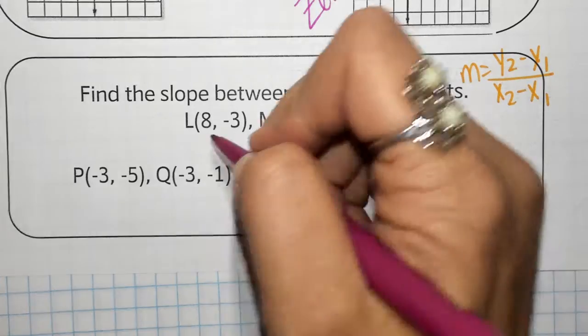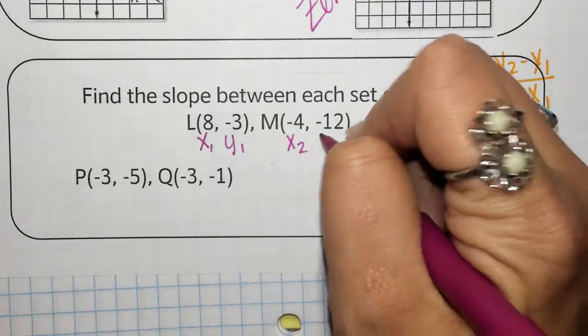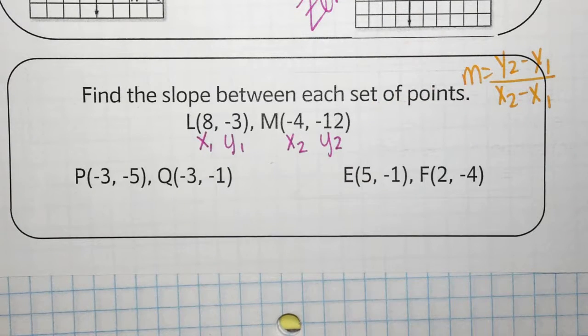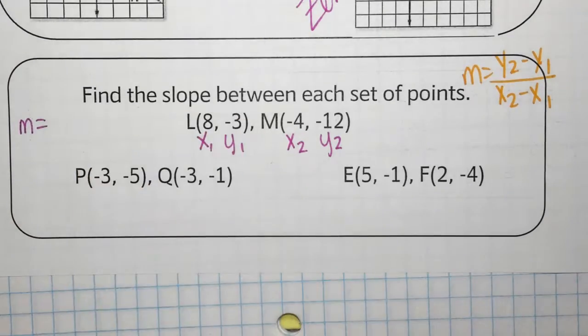Alright, so what you're going to do first is you're going to label this x1, y1, x2, y2. Do we have to do that? Yes, I want you to do that every single time. We'll have 4 divided by 3. Same thing. Alright, so let's do this together.